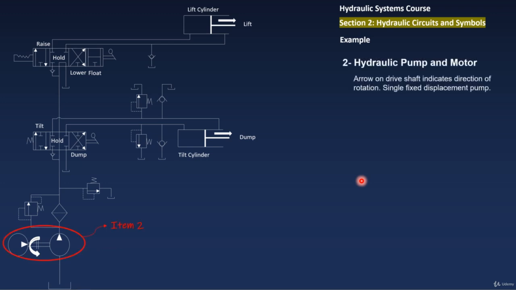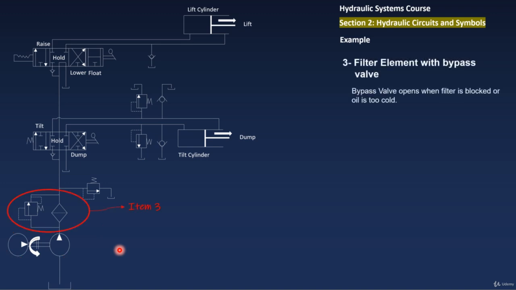After that, we have the hydraulic pump with motor. Here is the motor and hydraulic pump. And from these symbols, we can identify that it is a single rotation because of the single arrow. So it supplies oil in only one direction. And in most cases, this will be a single fixed displacement pump.